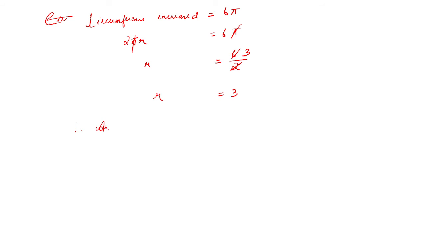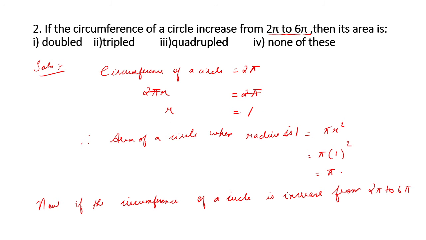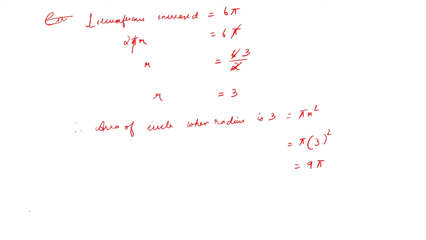Therefore, the area of the circle, when radius is 3, what will it be? Pi r square. So pi into, what is the value of r? 3. So 3 square will be 9 pi. Now what is the question asking us? If the circumference of the circle increases from 2 pi to 6 pi, then is its area doubled, tripled, quadrupled, or none of this? Let's see. And remember, the area of the circle when radius is 1 is pi. So this is 9 pi.